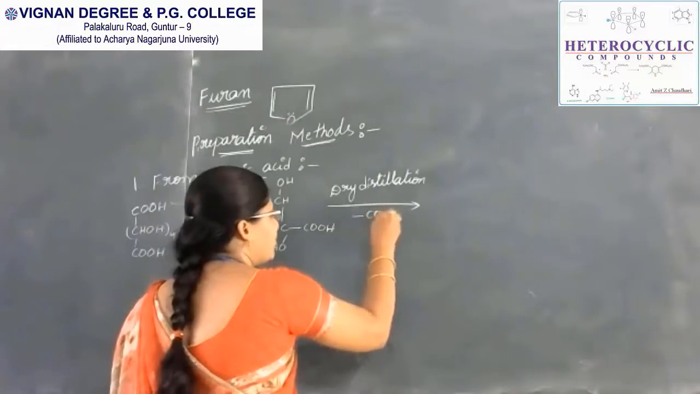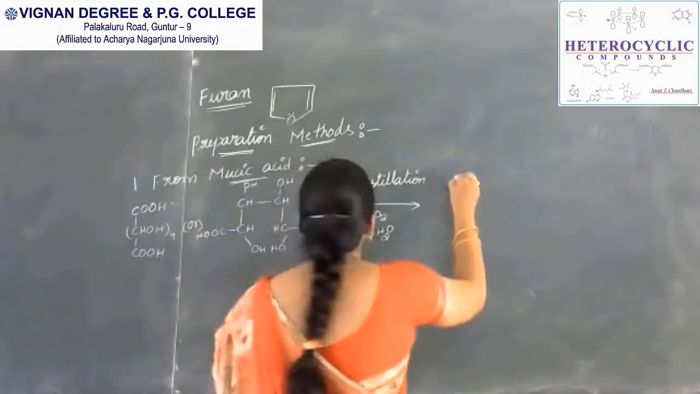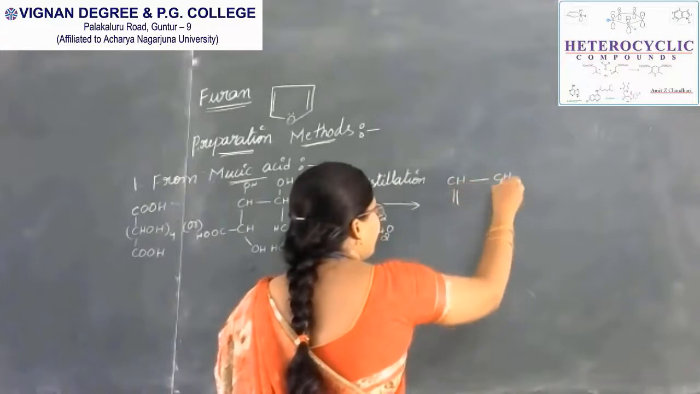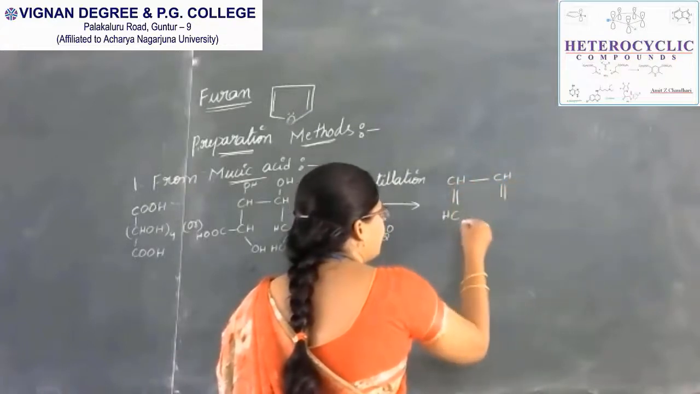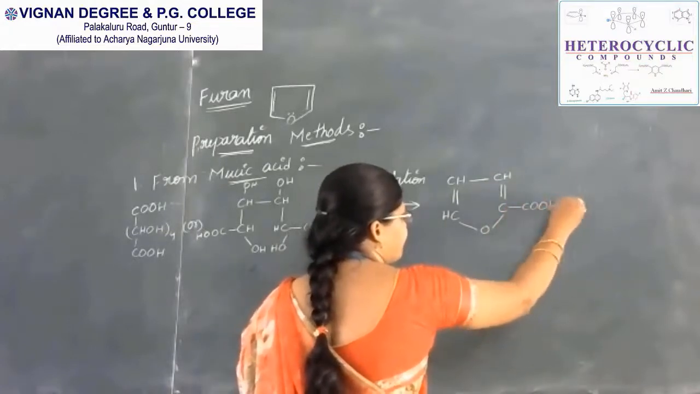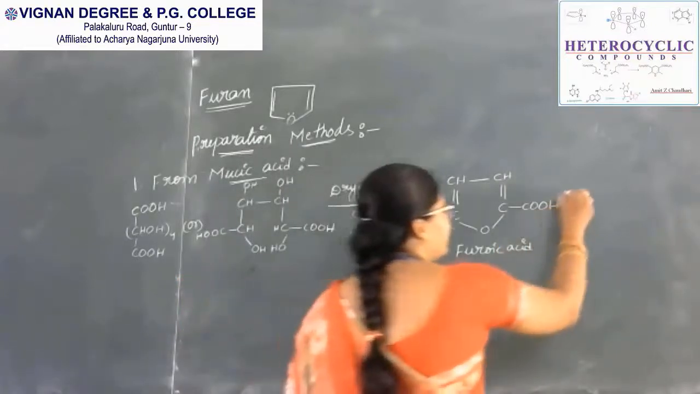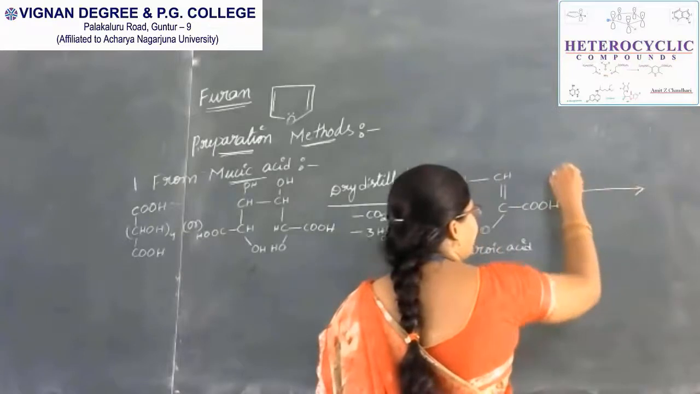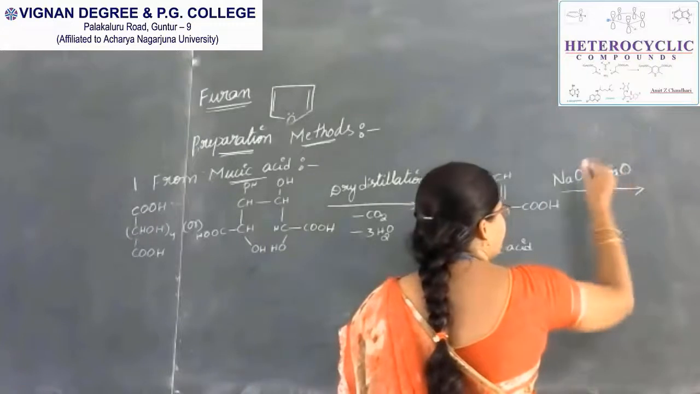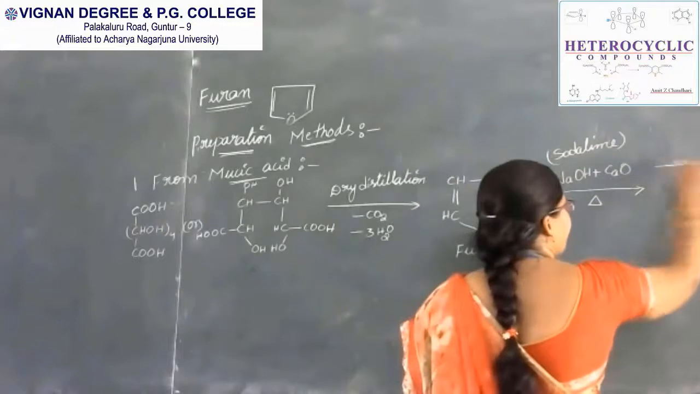loses 1 molecule of CO2 and 3 molecules of water, and it is converted into CH=CH-O-C-COOH, furoic acid. The furoic acid is then reacted with soda lime. Sodium hydroxide and calcium oxide together are called soda lime. On heating, it gives furan.